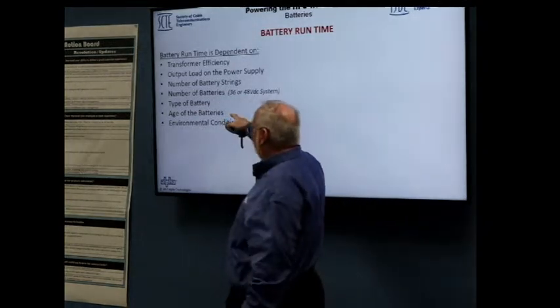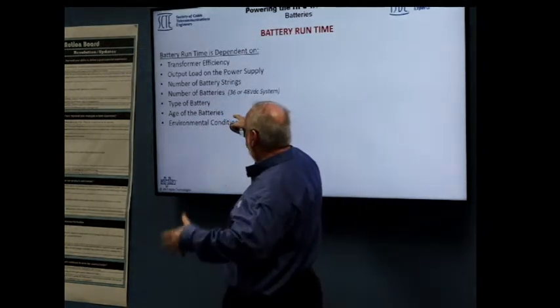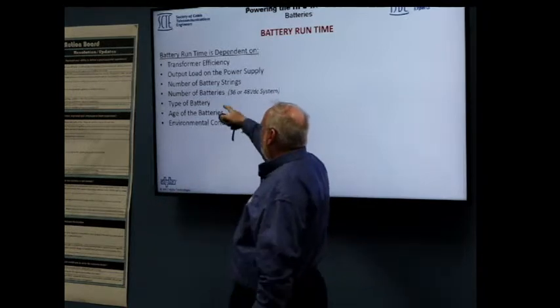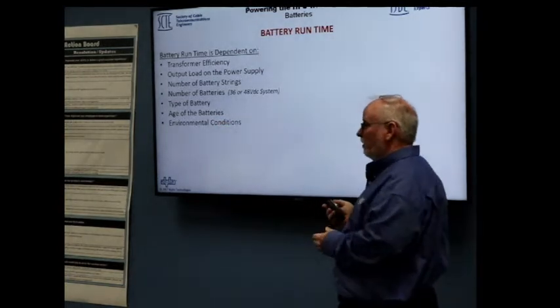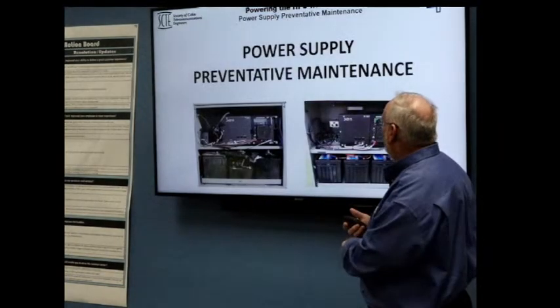Age of the batteries, as batteries age, they get used more, they corrode, the plates break down, things like that. Type of battery, again, depending on weather conditions, type of battery can be important. AGM works really well in the winter.